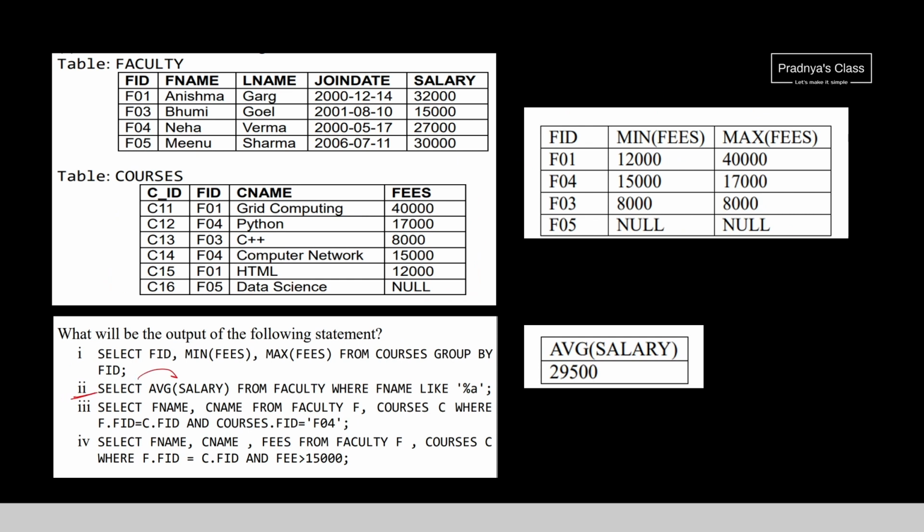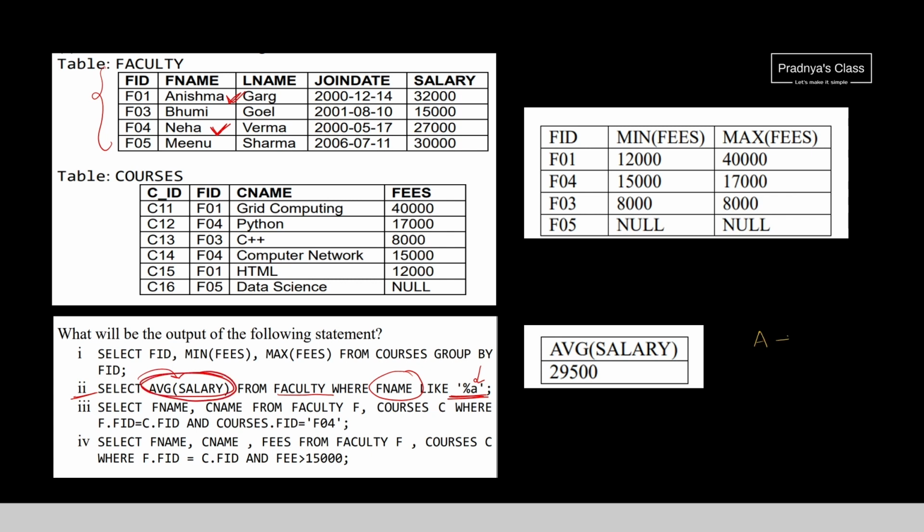Select average of salary from faculty where F name like %A. Here the table name is faculty. So look at the faculty table. We are interested in the F name whose starting characters can be anything but the last should be A. From the table Anisha and Neha satisfies the criteria. For them we need to calculate average of salary.